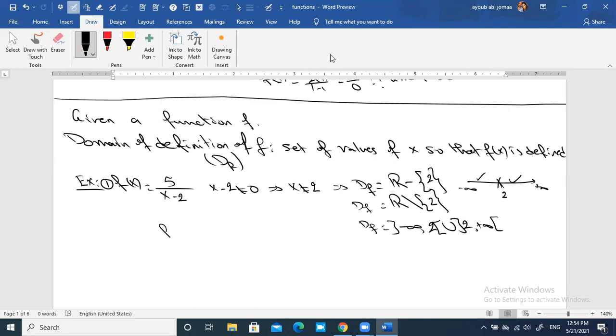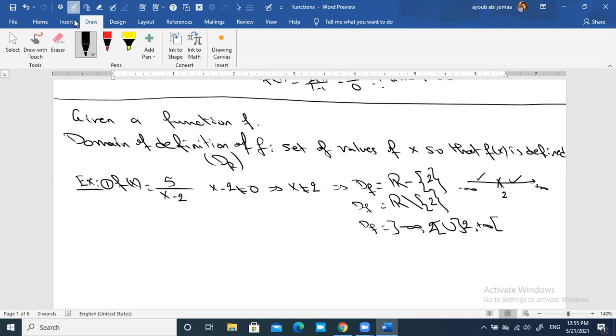So f of x is defined if this number x is not 2. If this number x is not 2, that means the domain. Whatever number you take different than 2, f of that number will be defined, it will have an outcome, a real value. It will be in the domain, or will have an image.